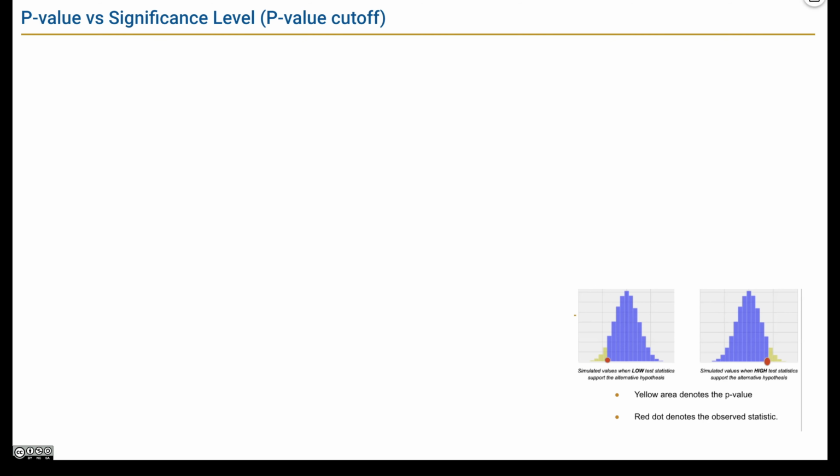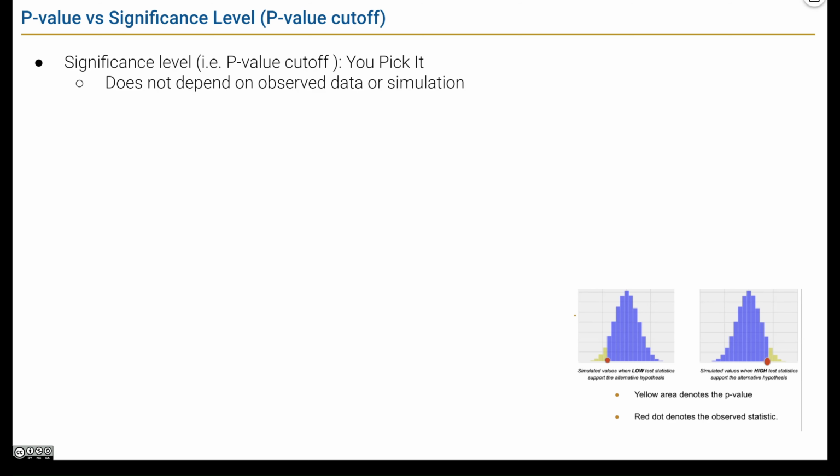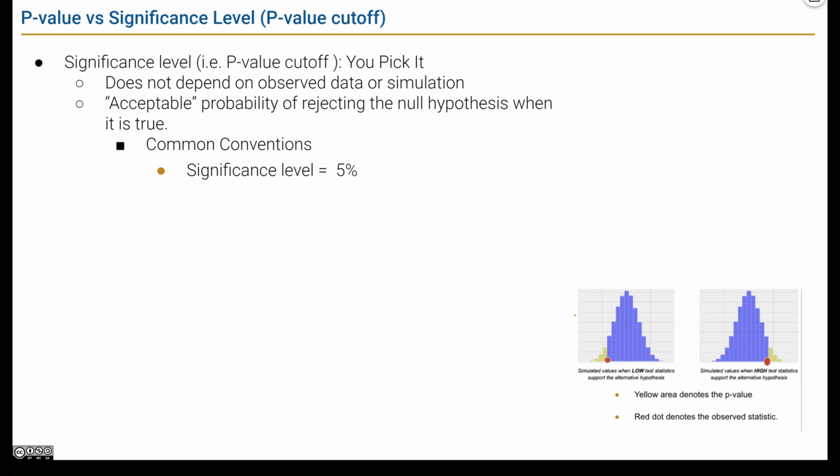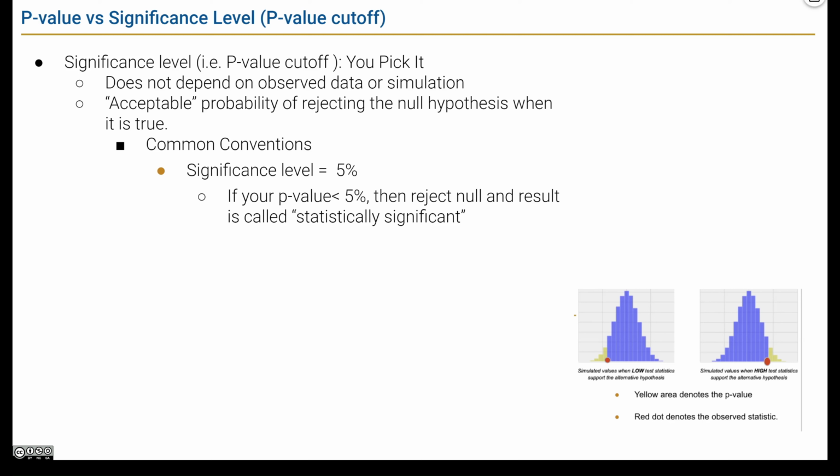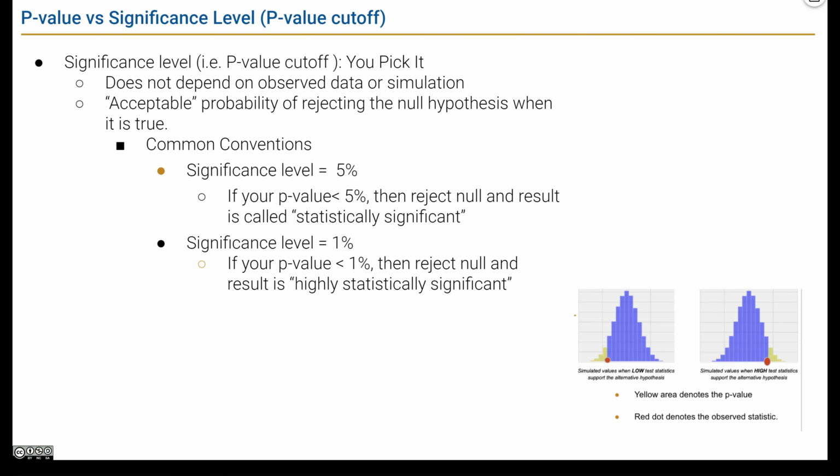I want to contrast this with the p-value because this is often an area of confusion for students. So the significance level is something you pick, doesn't depend on the observed data or the simulation. It's your acceptable probability of rejecting the null hypothesis when it is true. Common conventions are to use 5% or 1%, but I showed you in this video that was really just out of historical convention, and it should really depend on the context of your data and your decision.